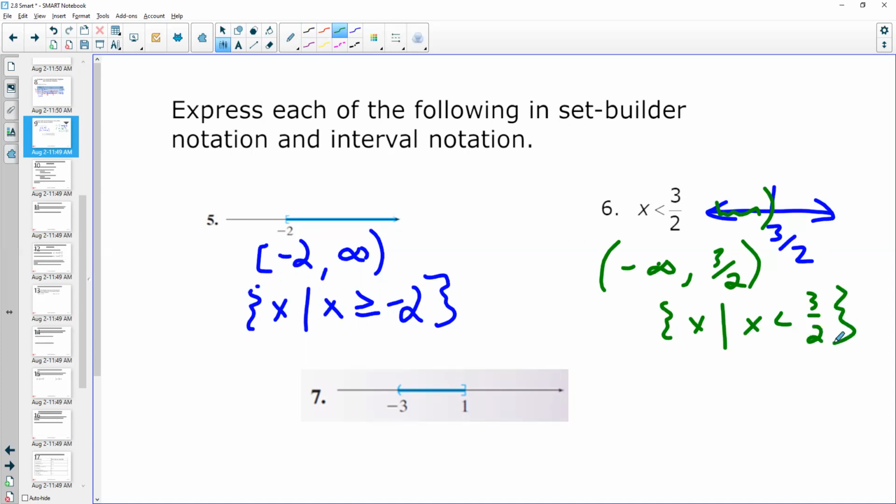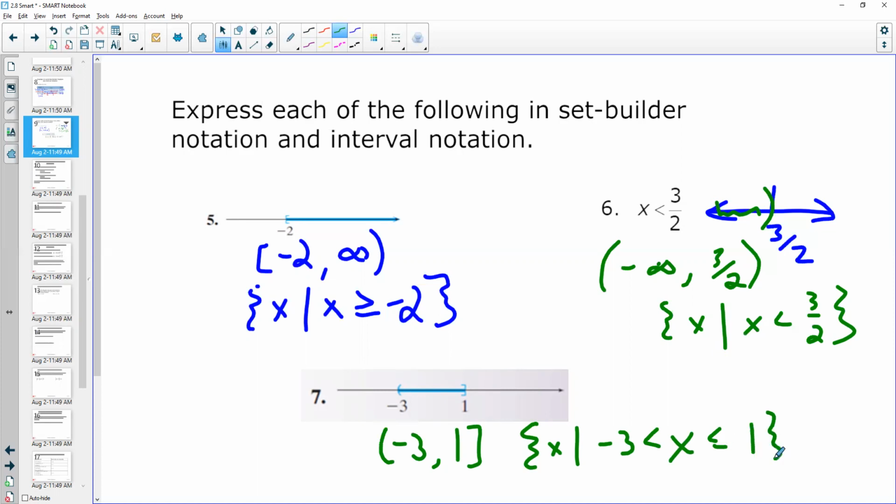All right, then let's try this last one. The interval notation is really just what you see, from -3 to 1. And then for the set builder, I need to write the inequality x where -3 is less than x, which is less than or equal to, I know that because of the hard bracket, right?